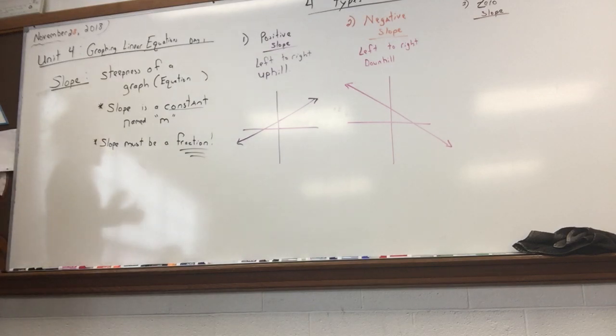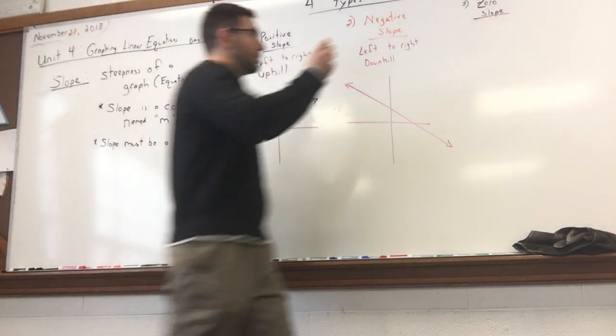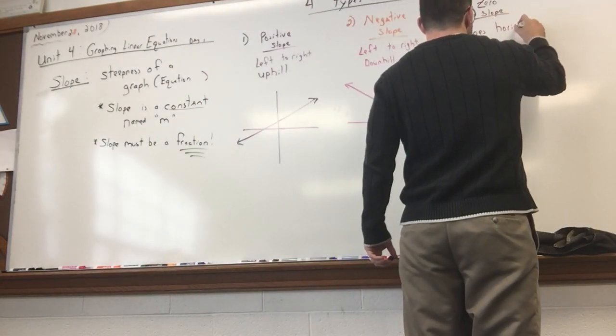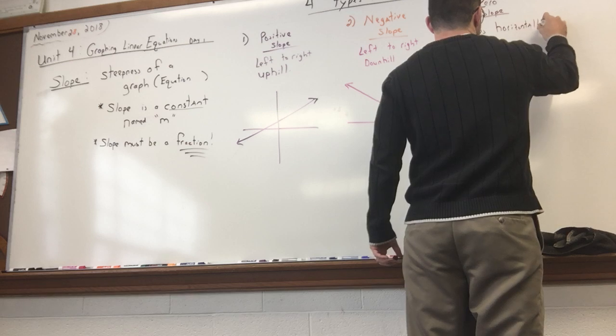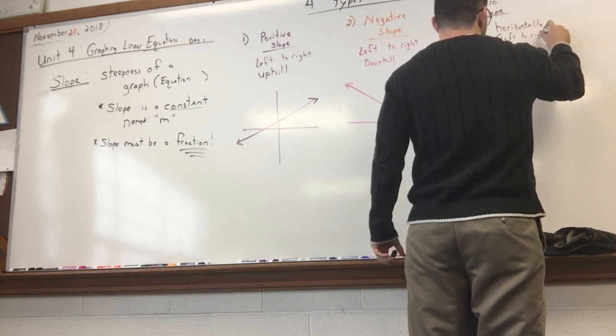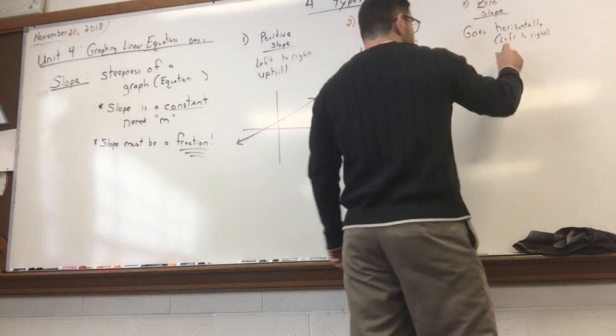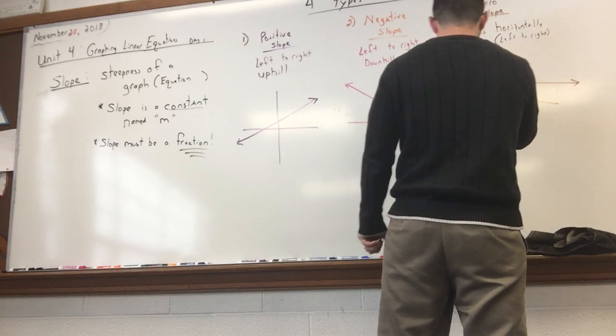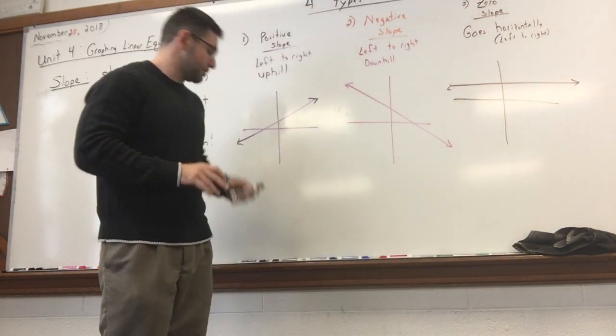What do you think the line's going to do to have a zero slope? Ellie, go straight which way? Very good. It goes horizontally, which means left to right. So if I have a graph, it's going to go directly across. Great job, Ellie.